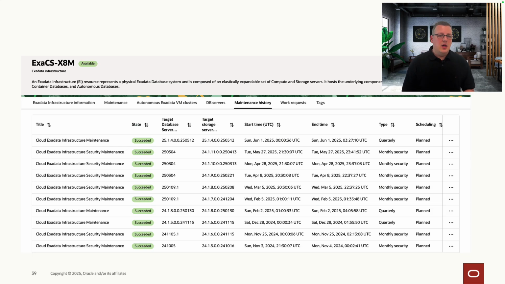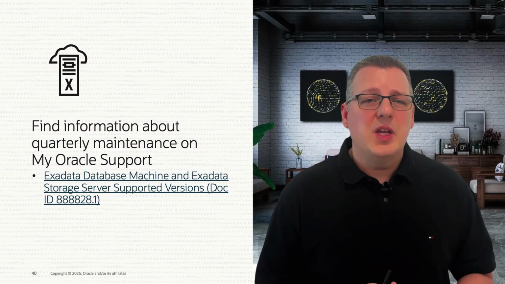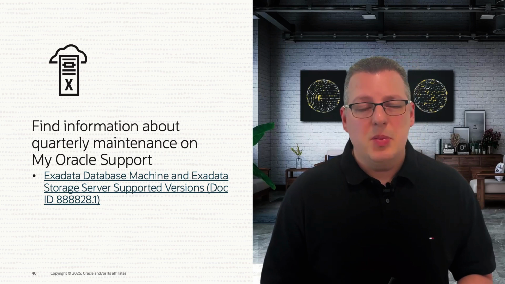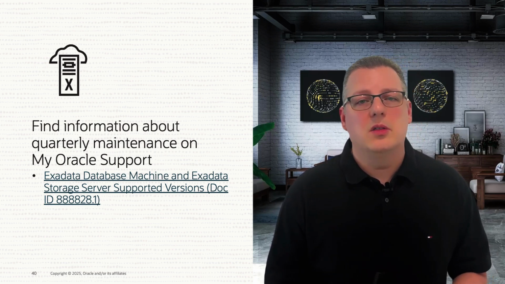To check your maintenance history, you have this screen where you can check the component and the type of the patch that were applied and a lot of information about these patches. To check information about the quarterly maintenance patches, you can go to this node 888828.1.